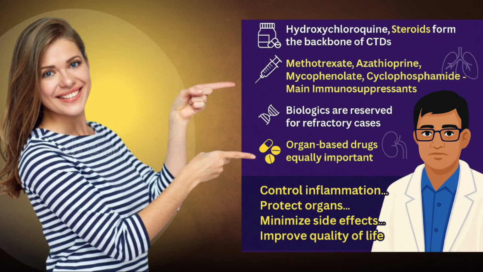Number 2, systemic sclerosis or scleroderma. The biggest problem is blood vessel disease and fibrosis. For Raynaud's phenomenon, the first-line drugs are calcium channel blockers like nifedipine. In severe cases, we add sildenafil or bosentan. For skin and lung fibrosis, drugs like mycophenolate, methotrexate, or cyclophosphamide are chosen.